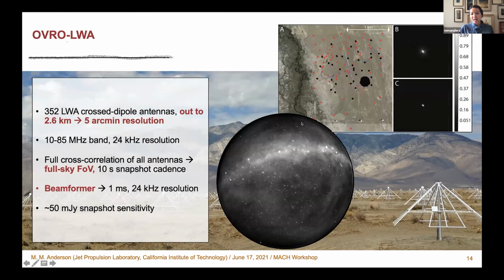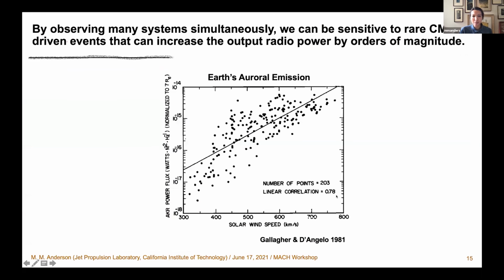So this is an example of the kind of data product that we can get from the array. This is an image of the entire viewable hemisphere above the array. The snapshot sensitivity we expect with the full array is on the order of 50 millijanskys per 10-second snapshot. For reference, that Tau Boötis detection I showed of the hot Jupiter was detected at nearly 500 millijanskys. So this is an extremely sensitive telescope to this type of emission that I'm describing.